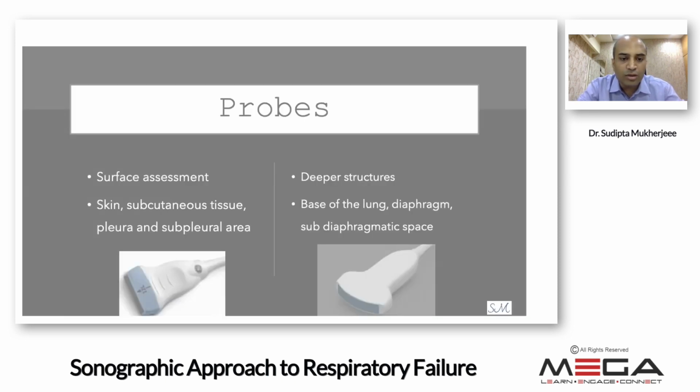Whenever we are doing lung ultrasound, we use linear and curvilinear probes. The linear probe is used for surface assessment, that is the skin, subcutaneous tissue, pleura, and the immediate subpleural area. These are high frequency probes with better resolution but poor penetration, so good for surface assessment. The curvilinear probe has a lower frequency but better penetration, and is usually used for deeper structures, that means the base of the lung, diaphragm, and subdiaphragmatic space.